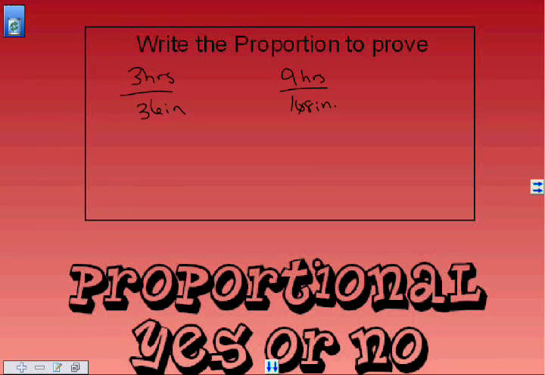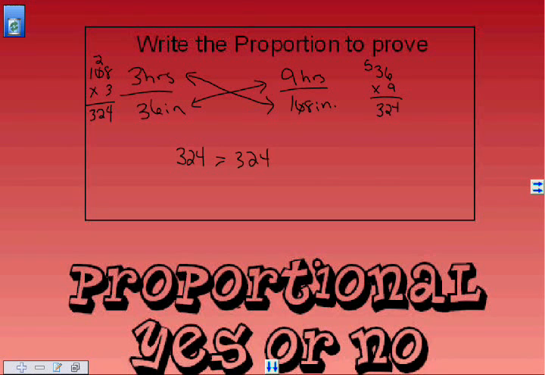Now, if you did not even know where to start when it came to simplifying down these ratios, you could do the method of cross products. So we're going to take 36 and 9 and multiply that out. We're going to take 3 and 108 and multiply that out. You get 324 here. 9 times 6 is 54. 27 plus 5, 32. 324. Since 324 does equal 324, this is proportional, so yes.